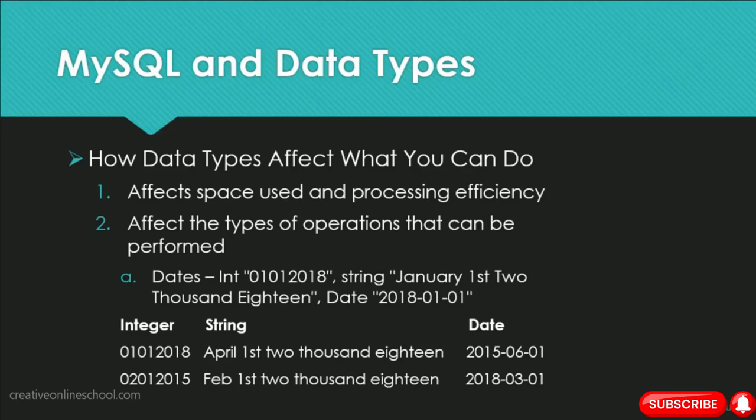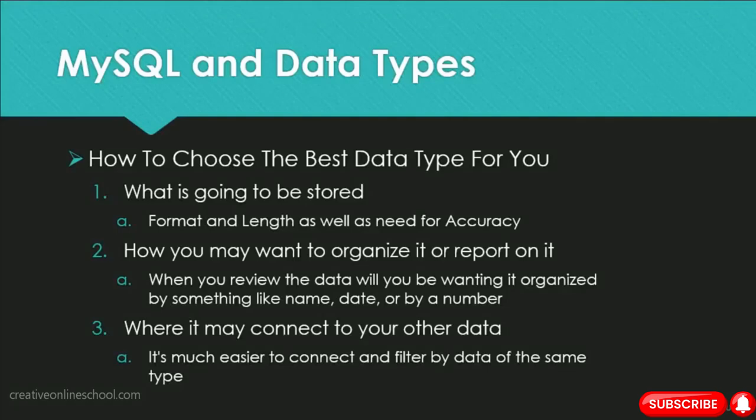When told to order the date, the system is going to order the integer by pure numeric value, while it orders the string alphabetically. Both of these fail to give you the date from oldest to newest, but the correct types allows for getting the correct dates in the right order. So now that we know how important the types can be, let's go over how to choose the best type for you. To do that, there are three primary things to consider.